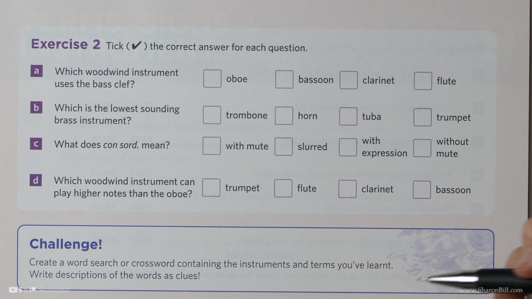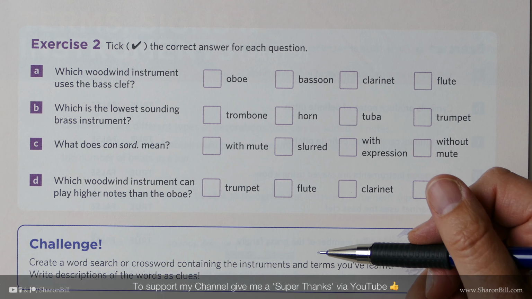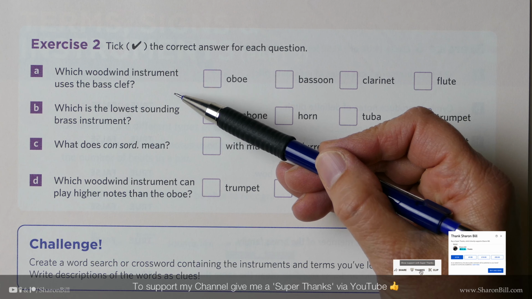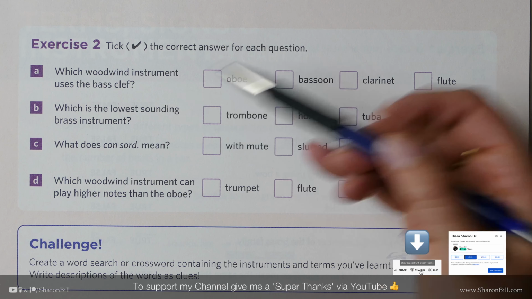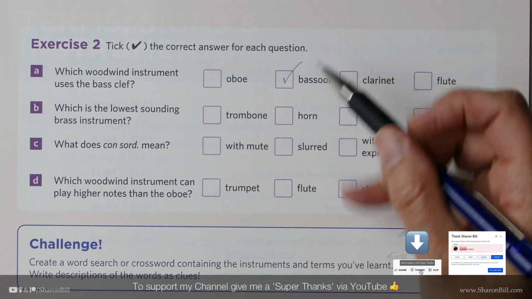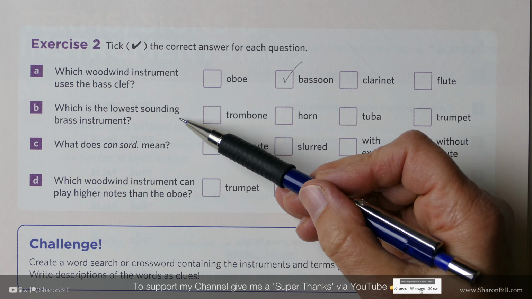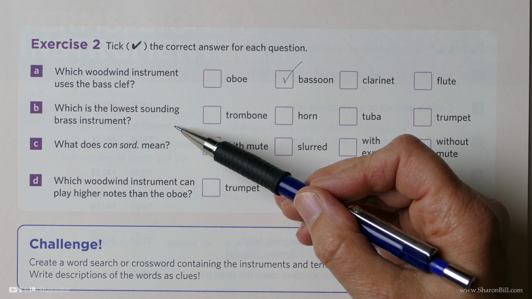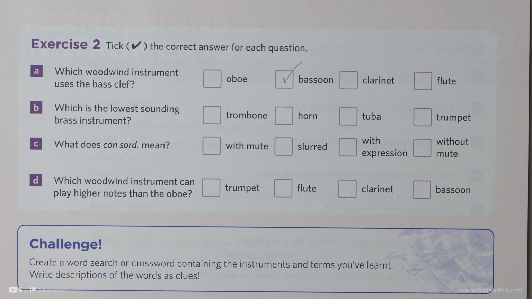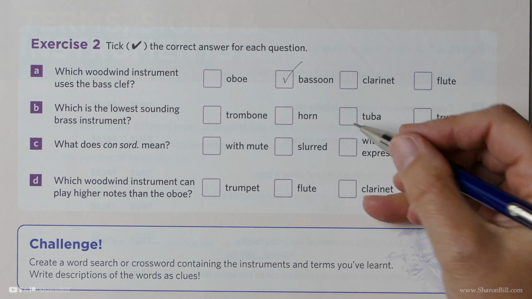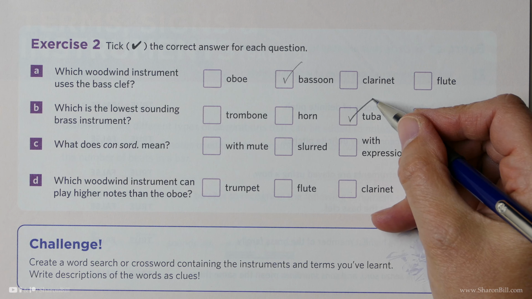And so now let's check through these answers together. Which woodwind instrument? Woodwind particularly uses the bass clef, and that would be the bassoon. These others all use treble clef. Which is the lowest sounding brass instrument? If you work your way down, it's trumpet, horn, trombone, tuba is the lowest.